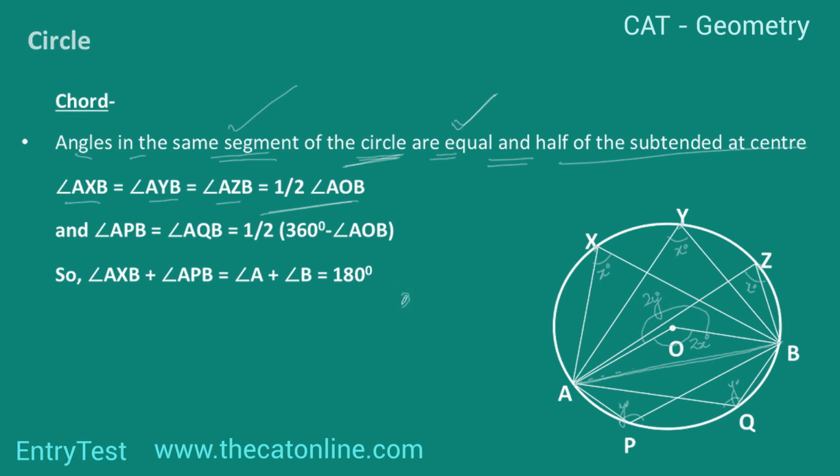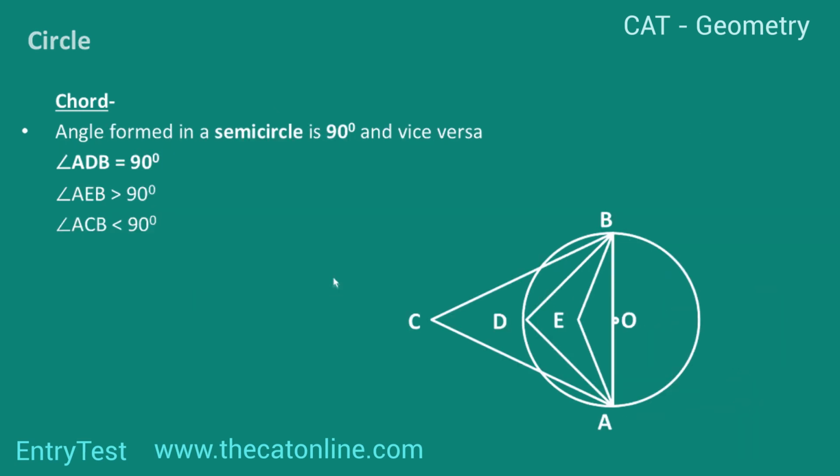Now I know that 2x and 2y would add up to give me 360 degrees. So I would say x plus y is equal to 180 degrees. So angle AXB plus angle APB would be equal to 180 degrees. They are supplementary angles that I have.